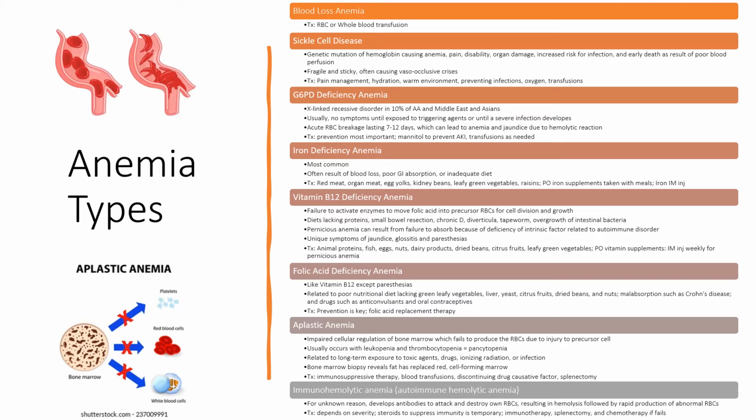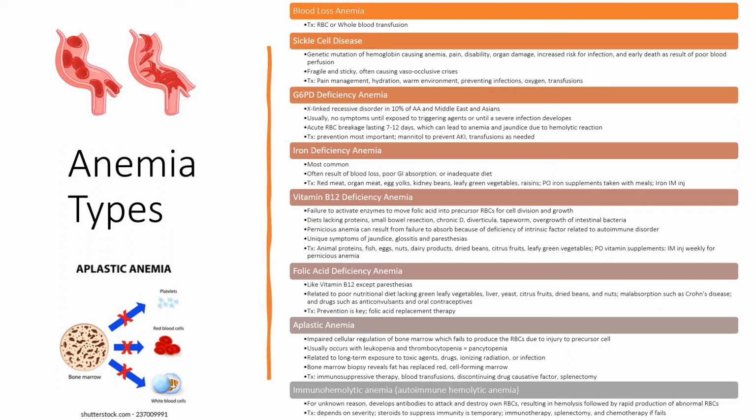Now, pernicious anemia is a type of vitamin B12 deficiency anemia, and pernicious anemia is a result from failure to absorb because of a genetic deficiency of an intrinsic factor. And this may be related to an autoimmune disorder.